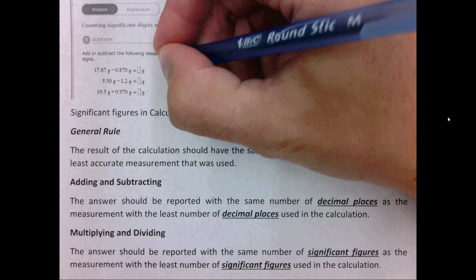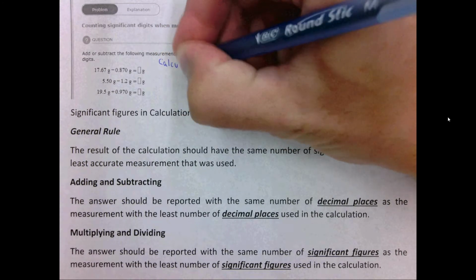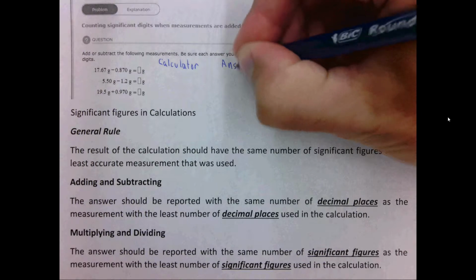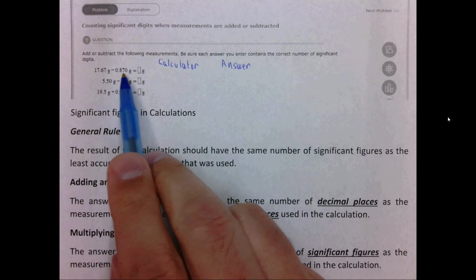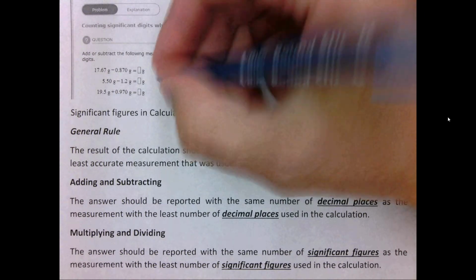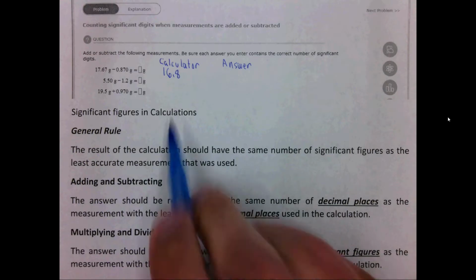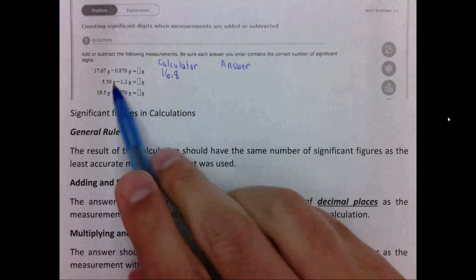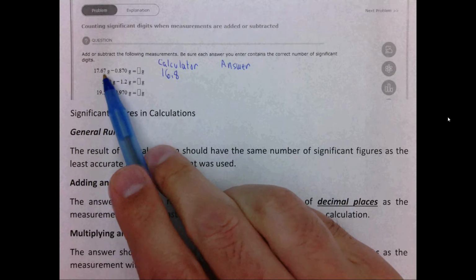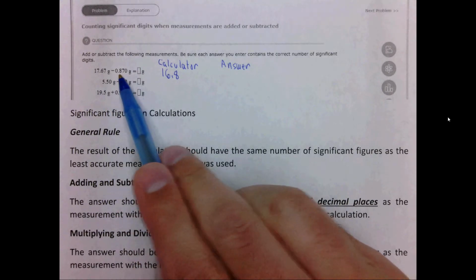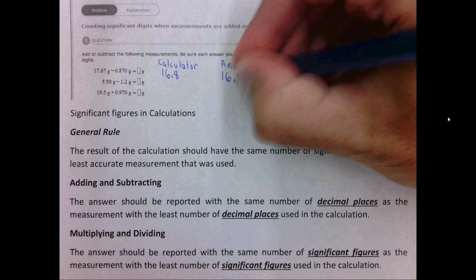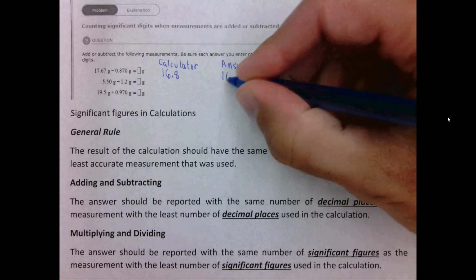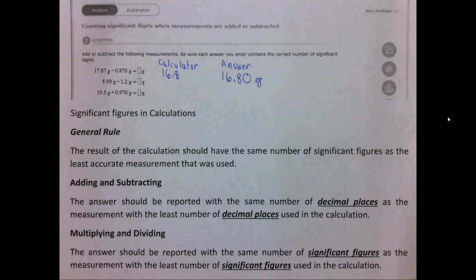So here I'm going to give us two different answers, the calculator and then the final answer that should be reported. So when I take 16.67 grams and subtract 0.870 grams, my calculator will tell me 16.8 will be the number on the calculator. However, since I'm subtracting, I need to go by the decimal places. This one has 2 decimal places, and this one has 3 decimal places. So I need to report my answer to 2 decimal places, but the calculator only gave me 1 decimal place. So I need to add a second decimal place, which is a 0. So I report this as 16.80, and I also have to include the unit, grams.